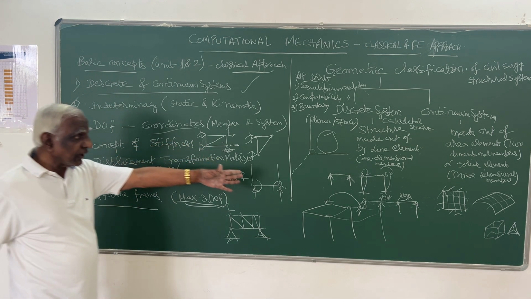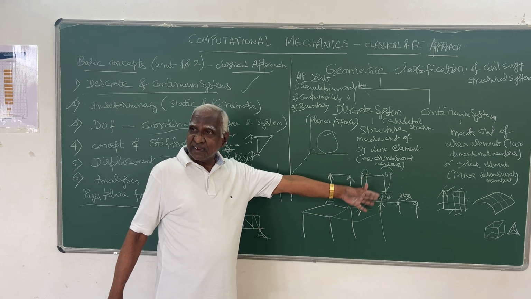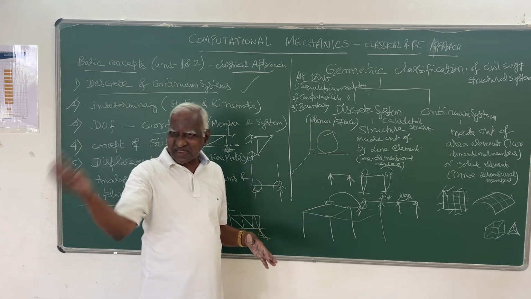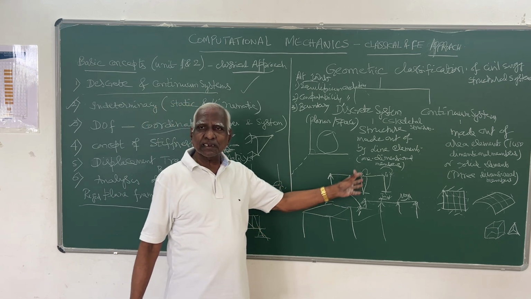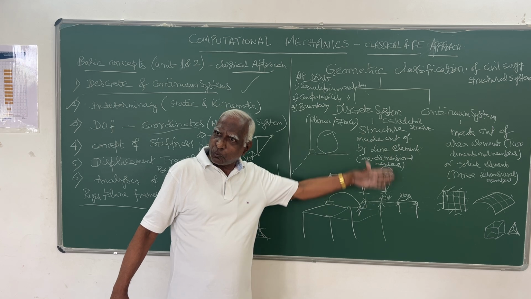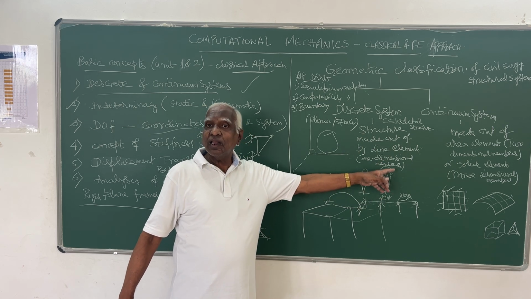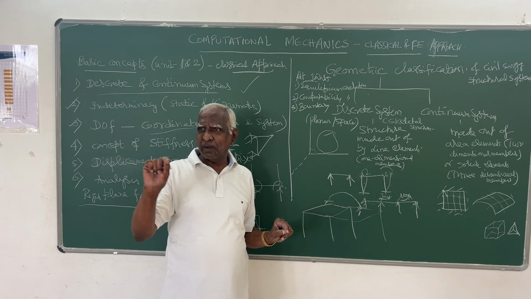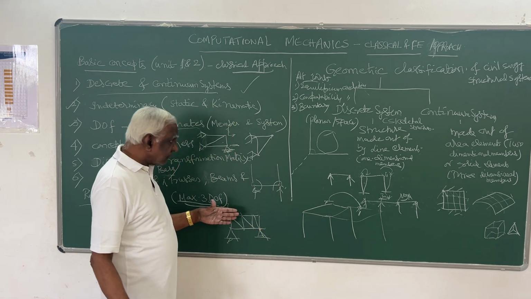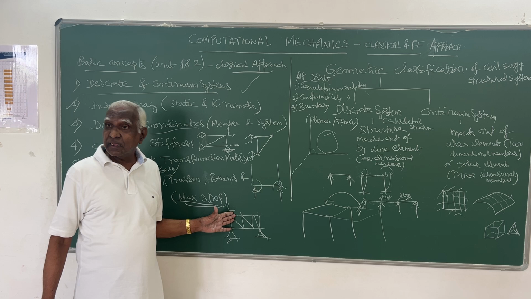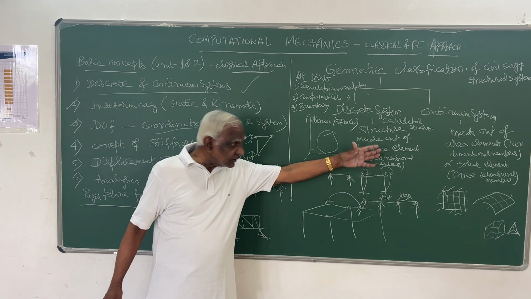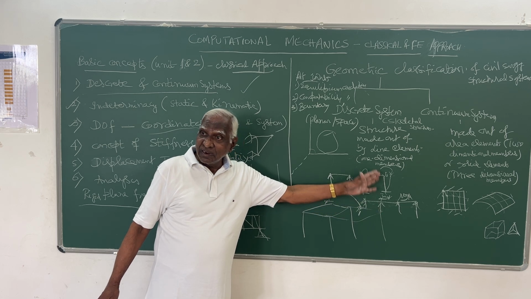What's a rigid plane frame? A rigid plane frame is again a planar structure. That means it is a structure made out of line elements. All elements lie in one plane, and all elements are interconnected by rigid joints, not pin joints. What's the difference between this and a truss? Here all joints are pin. Here all joints are rigid.